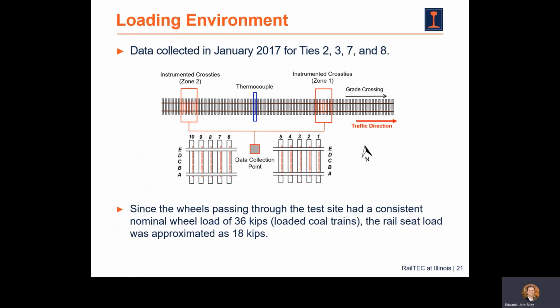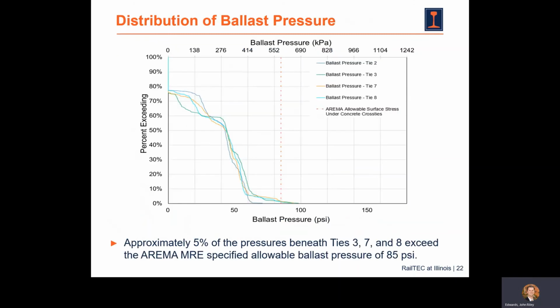We have processed it recently in light of this particular project, and the wheel loadings, thanks to the good health of our wheel sets for most of our unit trains that are in operation, we have a rather consistent wheel load of 36 kips, and we see most commonly approximately 18 kip rail seat loads at this location.